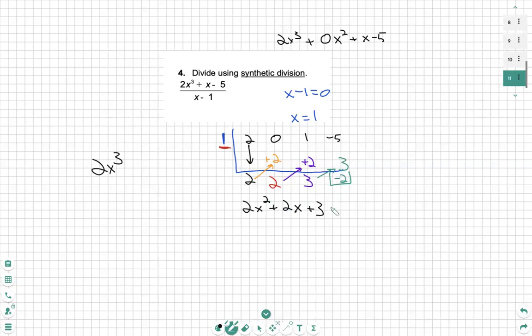This last term is our remainder, which we will add, putting the remainder over what was being divided, or the initial denominator. And that is it. That is how you synthetically divide.